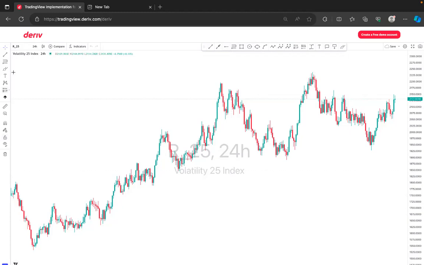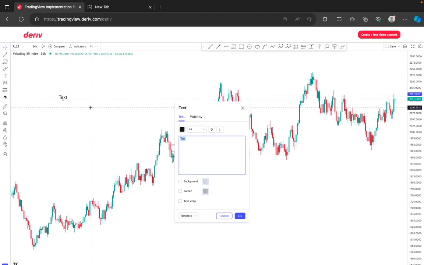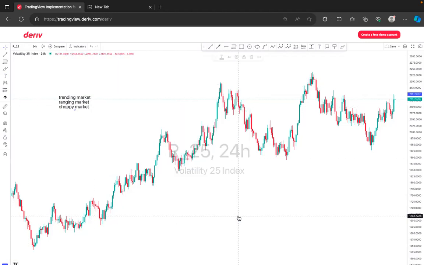I said we have 3: the trending markets, the ranging markets, and the chopping market. Let me start with the chopping market. When you see a chopping market, you get out of that market because it means the market does not have a particular movement.